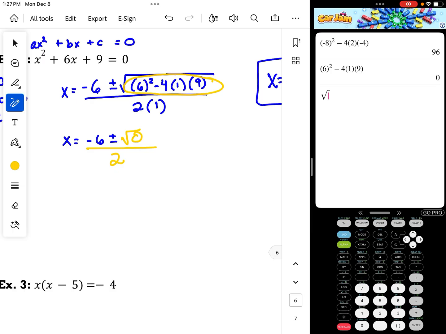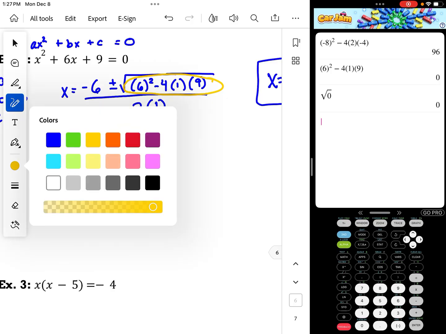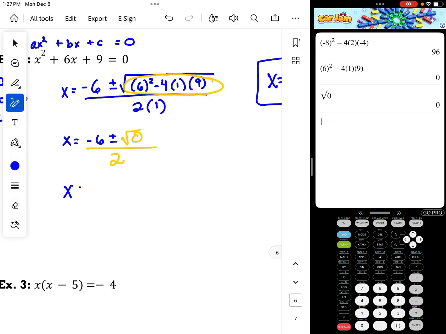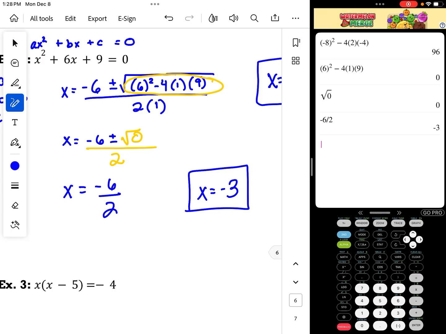What is the square root of 0? Yeah, it's just 0. Do I need to write negative 6 plus 0? No, it's just negative 6. So this simplifies down to negative 6 over 2. Negative 6 divided by 2 is just negative 3. So x equals negative 3. Oh, it feels so much easier. Yeah. So when we take a square root and we get a 0, we're able to come out with one answer because the square root of 0 is done.